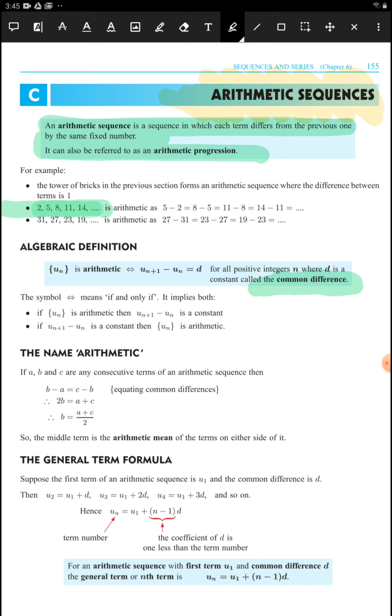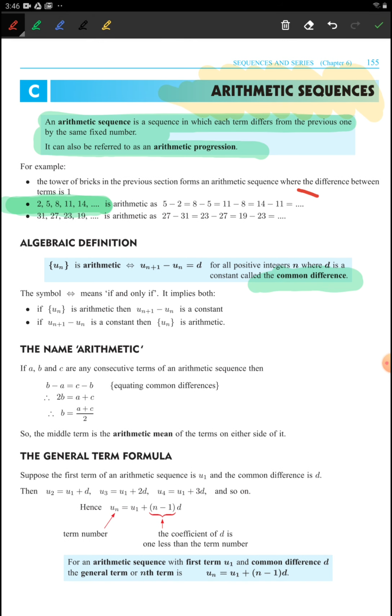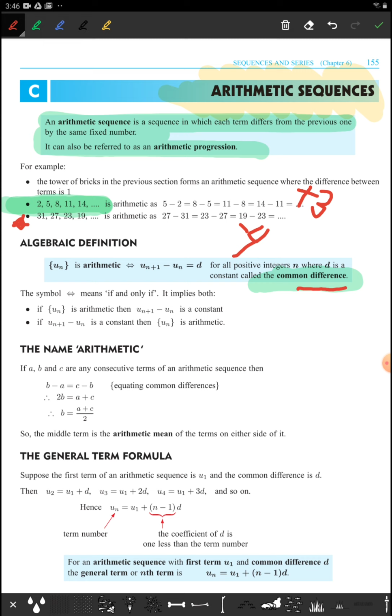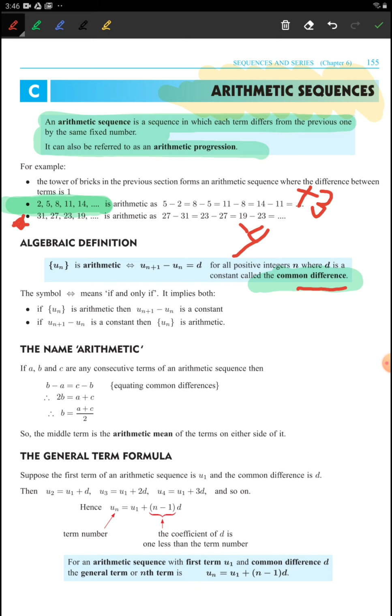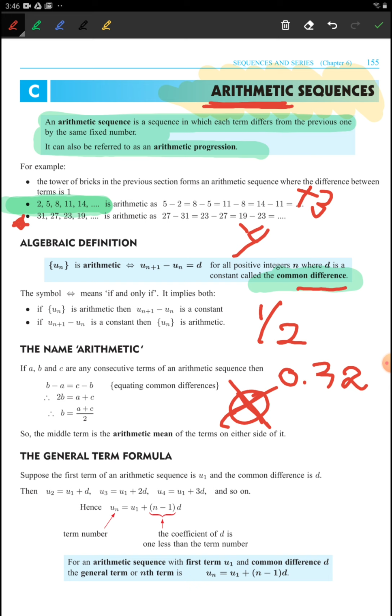And this number can be positive or negative. So in this case at the very top, 2, 5, 8, 11, 14, it's arithmetic. The common difference is positive 3. Don't let the word difference fool you. And here, the second one, the common difference is negative 4. So the common difference can be positive or negative. Very, very important. The only thing that makes any sequence arithmetic is that you are adding or subtracting the same value, whether it's positive or negative. It can be a fraction. It can be a decimal. It can't be 0, because then it's literally the same number over and over again.